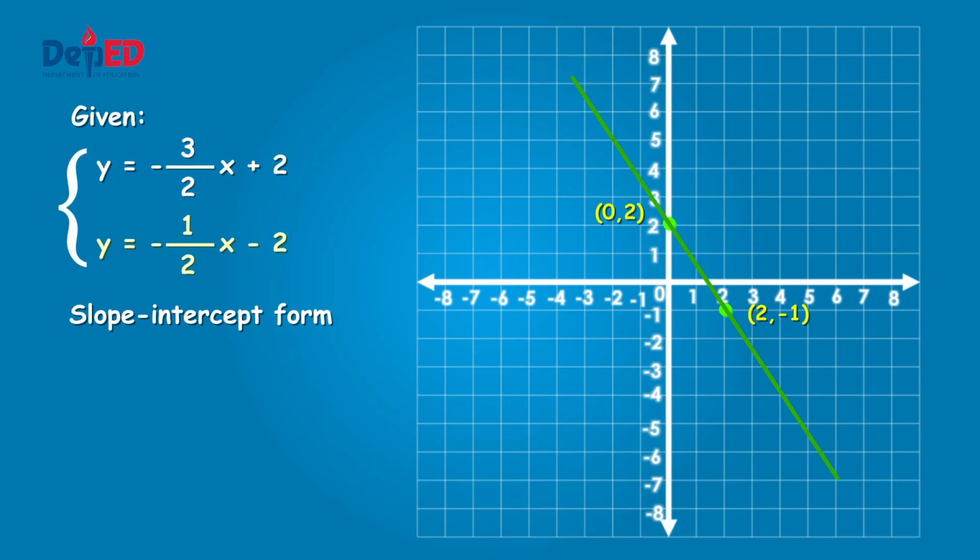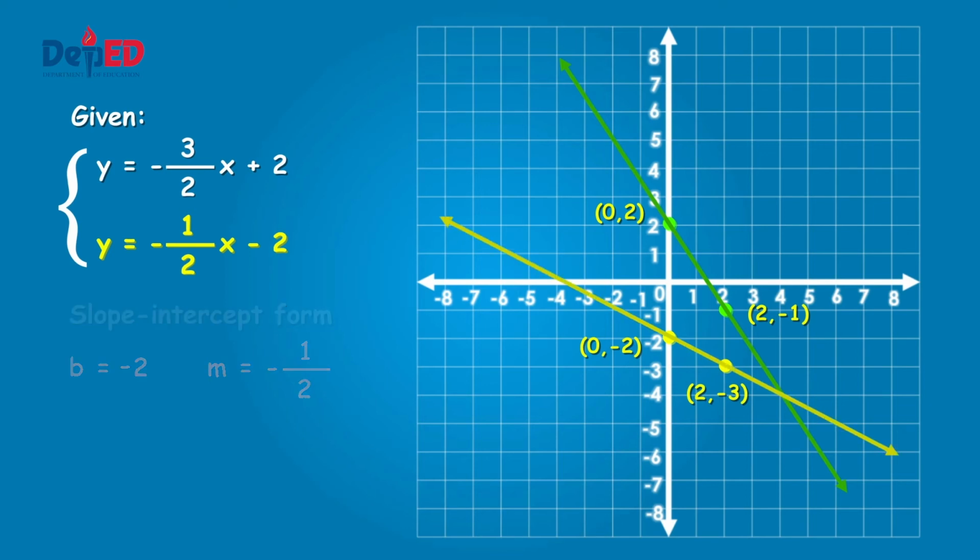Next is the second equation with y-intercept b equals negative 2 and the slope of negative 1 half. Plot (0, -2). And to locate the other point, we move 1 unit downward, then 2 units to the right. Connecting these points, we now have the line for the second linear equation.